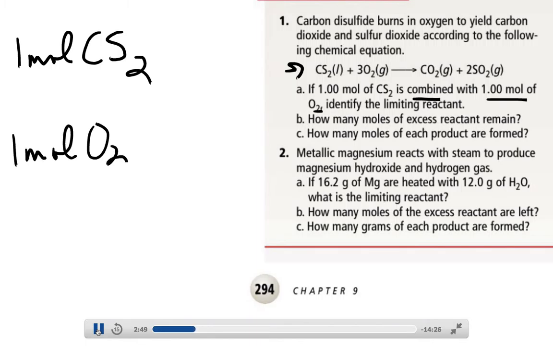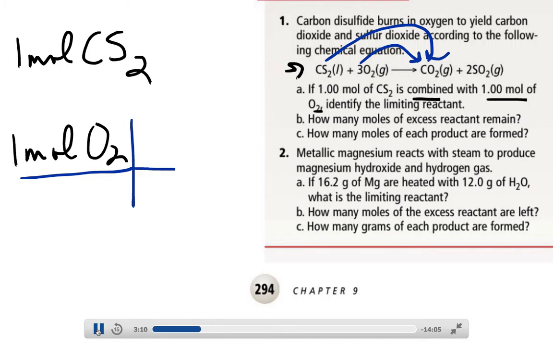Now it says identify the limiting reactant. Here's how I'm going to do this. I'm going to convert both of these into a uniform product. So I can't compare them next to each other. I'm going to compare them to a uniform product. And I'm just going to pick the CO2. I could do the sulfur dioxide. I'm just going to convert both of these into CO2.